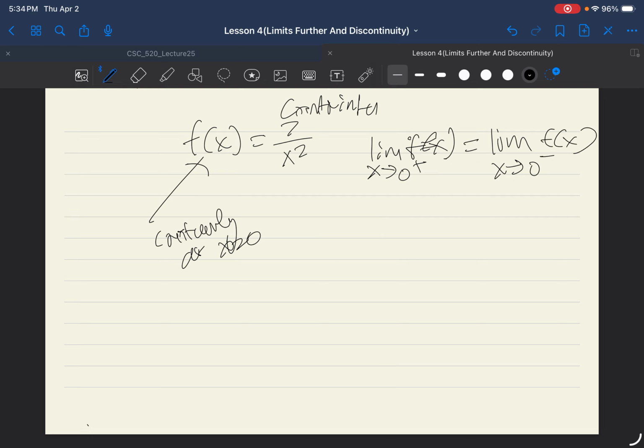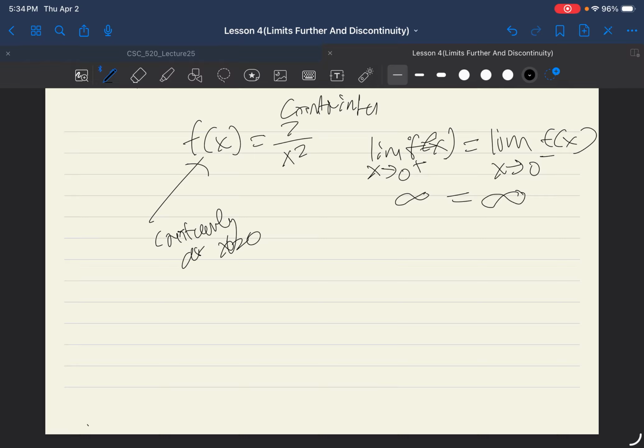So as this goes to a really small number from the right, so negative 0.01, that goes to an incredibly small number. That's going to go to infinity, right? And this is also going to go to infinity from the left as well, actually, because this is x squared.